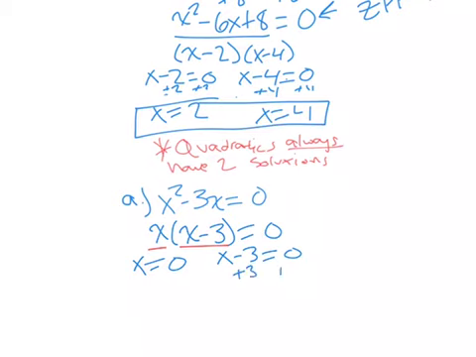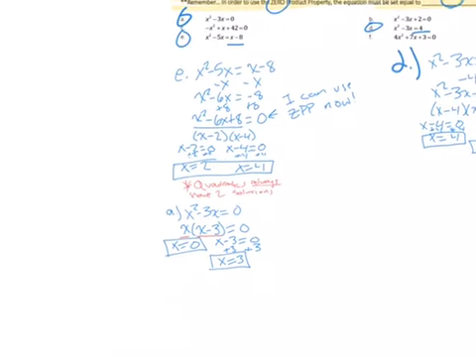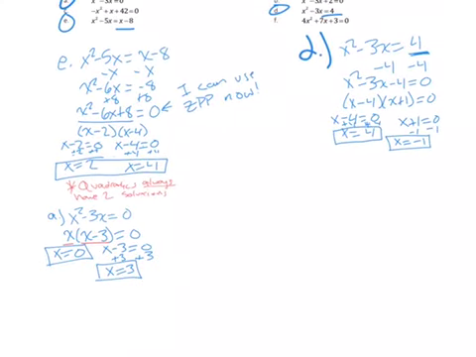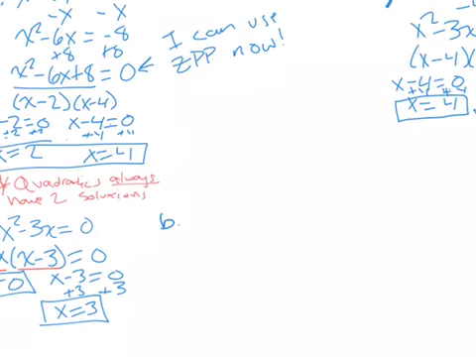Add 3 to both sides on this one to cancel out that constant, and I get x equals 3 and x equals 0. This was a quadratic. I had two solutions, so we're good. How about letter B? Let's move on to letter B. Zoom in a little bit because I know I'm running out of room.